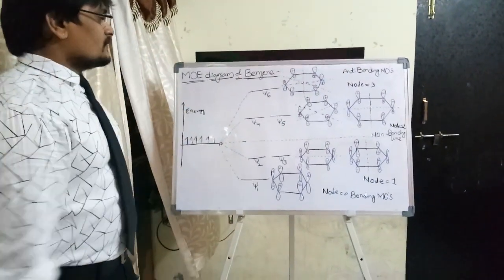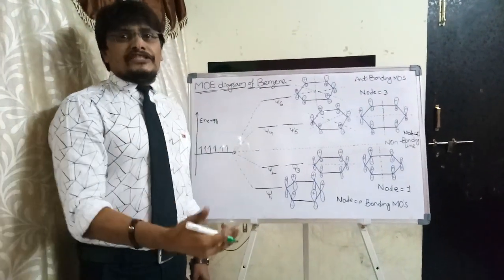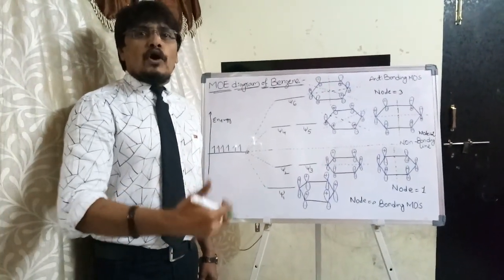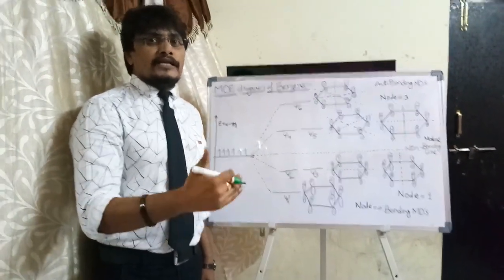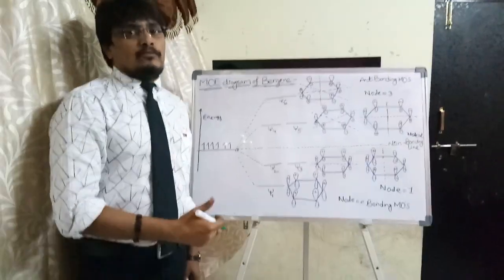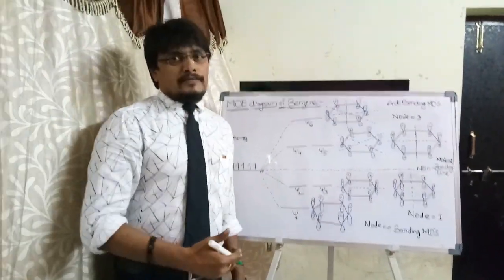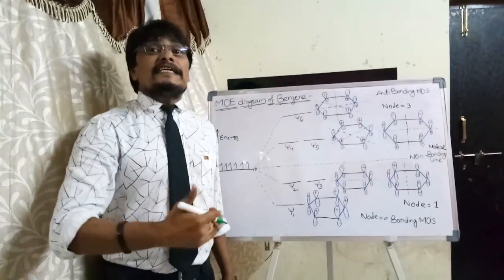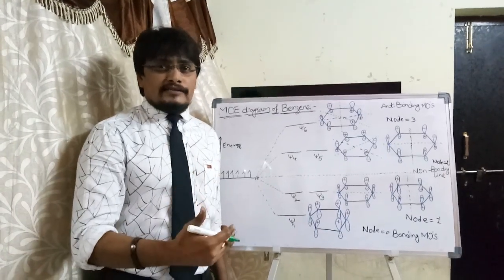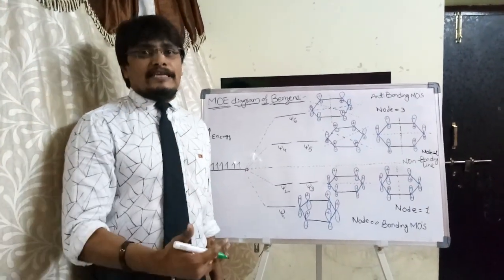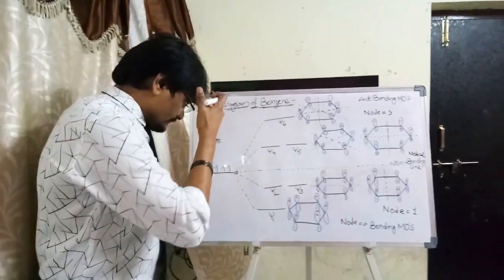Now, why did MOT come into picture for benzene? Why molecular orbital theory for benzene? I have explained clearly in the previous video, that is part 1 of MOT of benzene molecule. The MOT in benzene came into picture in order to explain its greater stability. Now we have to discuss why the benzene molecule is associated with higher stability in terms of molecular orbital theory.